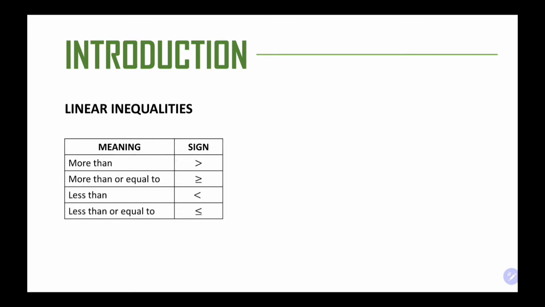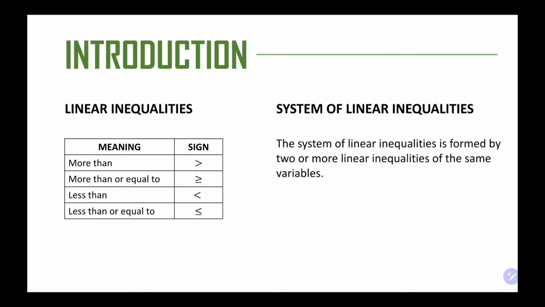For introduction, we need to know what linear inequalities are first. A linear inequality is a linear function that uses an inequality sign, which is greater than or equal to, less than, and less than or equal to. Then we have a system of linear inequalities. A system of linear inequalities is formed by two or more linear inequalities of the same variables. For example, we have 4 linear inequalities. So this one we call a system of linear inequalities.